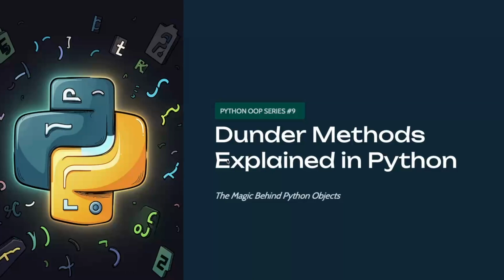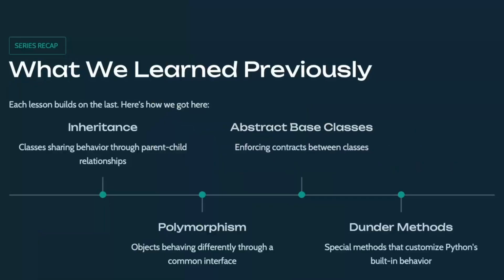These specialized methods allow your classes to integrate directly with Python's built-in functions and syntax. When you use print, len, addition operators, or even create an object, Python is often calling a Dunder method behind the scenes. By the end of this video, you'll understand what Dunder methods are, why they exist, and how professional developers use them to make their objects behave like native Python objects. So let's get started.